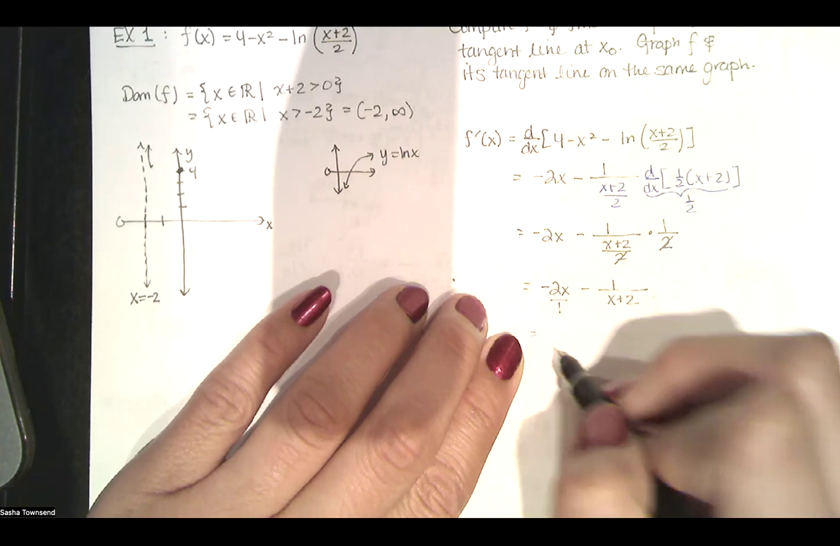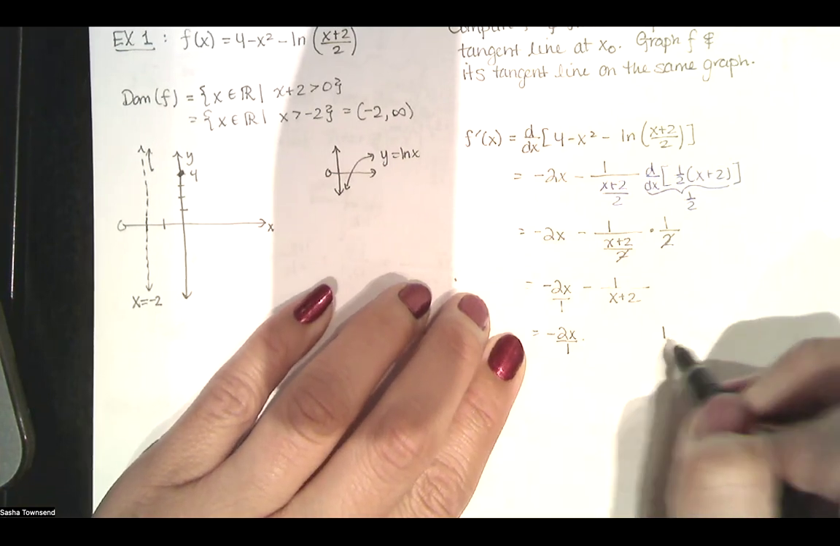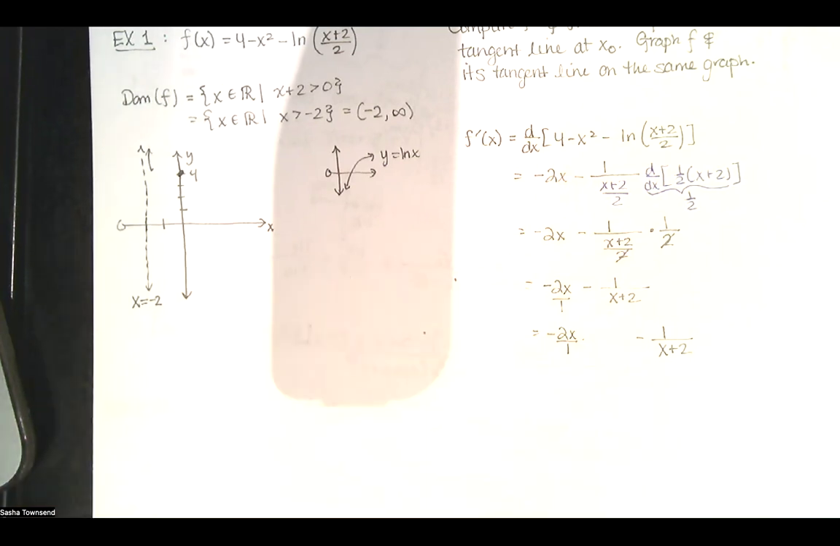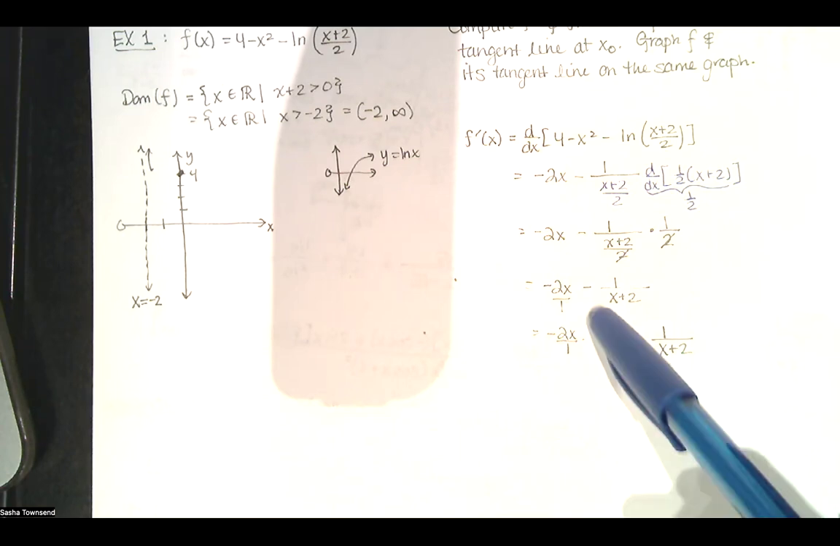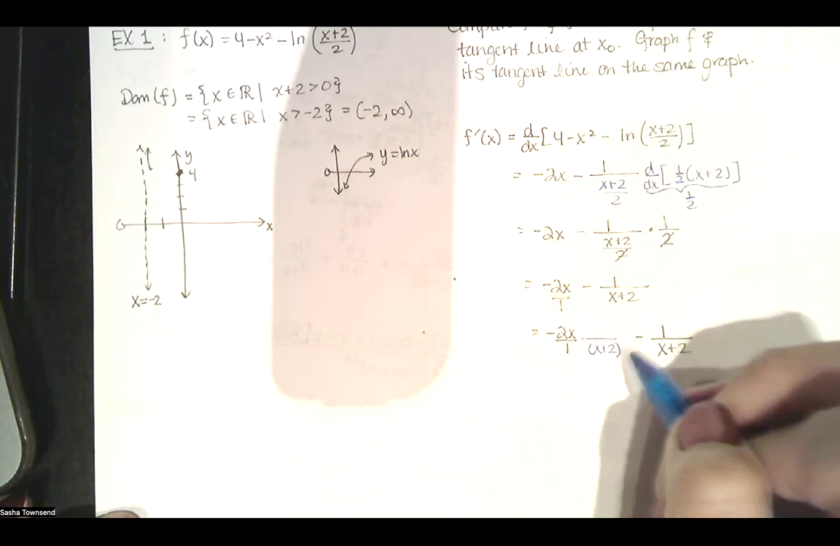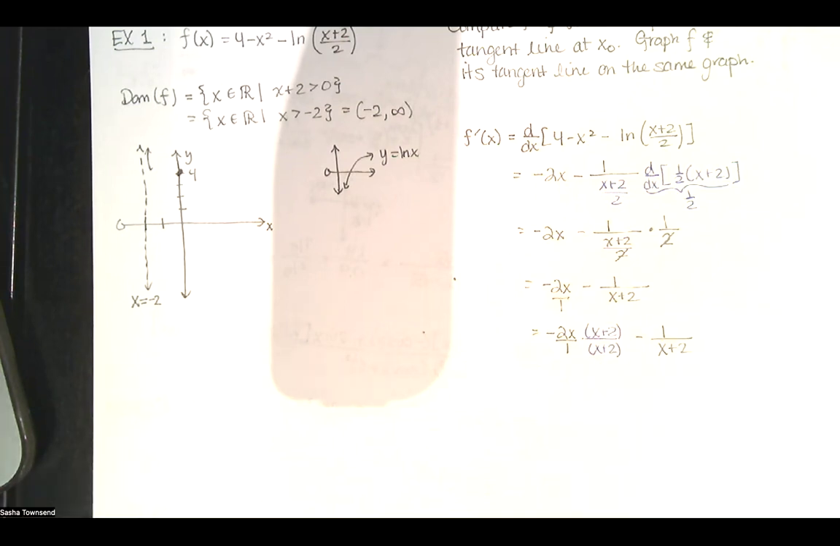Thinking of that as itself over 1. The common denominator of 1 and x plus 2 is just x plus 2. So we're going to multiply this expression by x plus 2 in the denominator and the same thing in the numerator, so that we're just multiplying by a well-chosen 1.